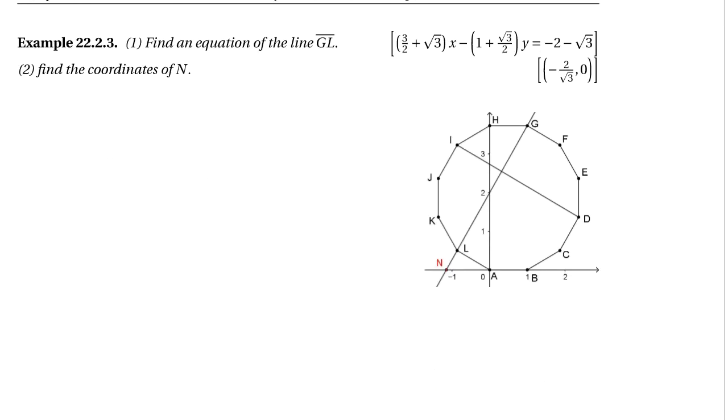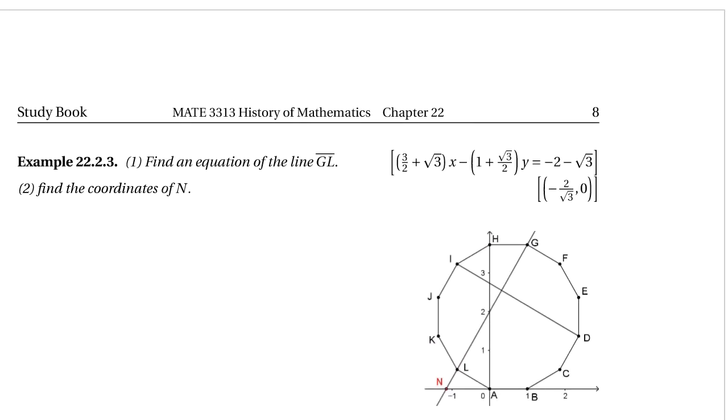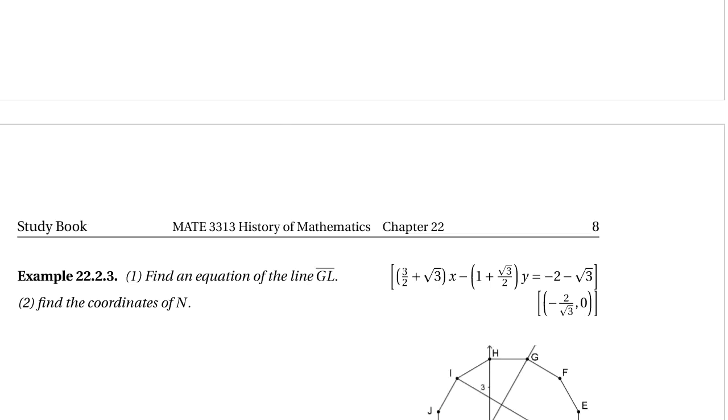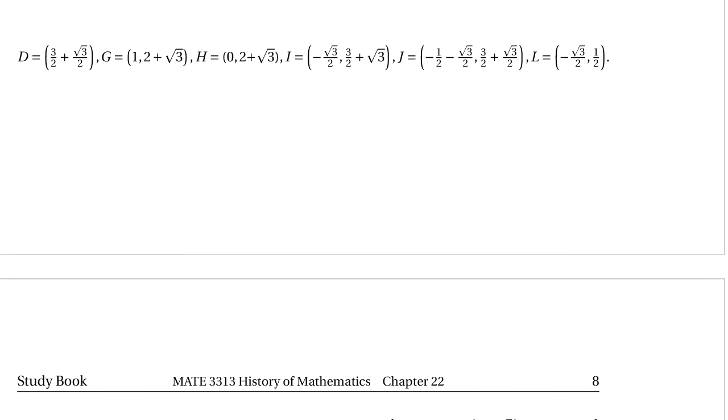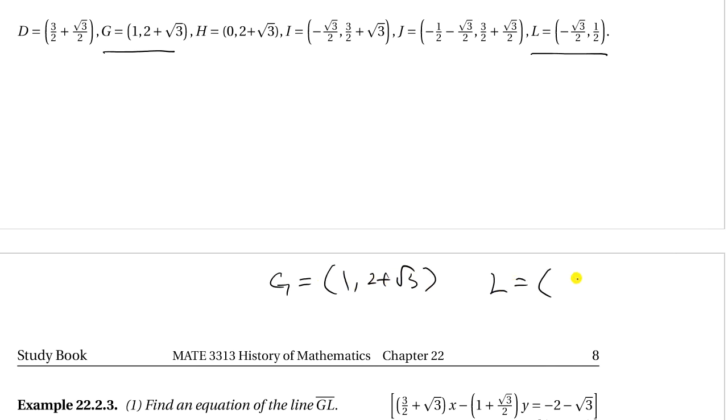Then the next question is find the equation of the line GL. Okay, so passing these two. Let me just copy the coordinates of G and L. G is that, and L is that, right? So write down: G is (1, 2 plus square root 3), and L is (negative square root 3 over 2, 1/2). Okay?